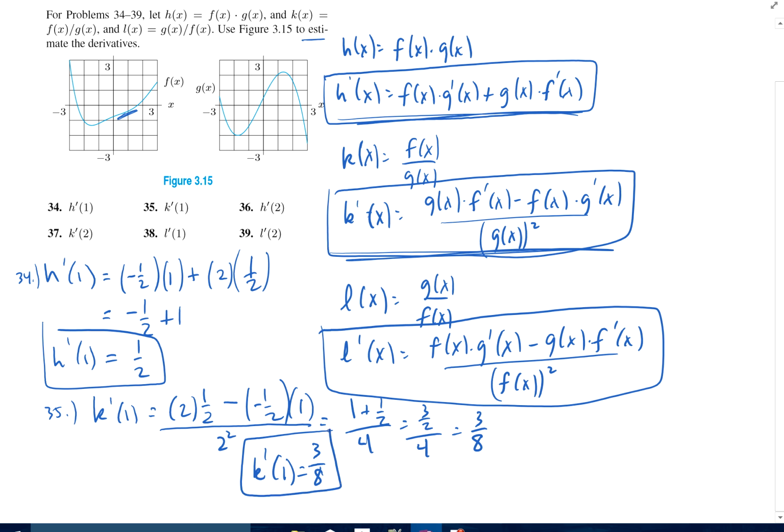The rest of these are all the same, and I will let you check those. If you have any more questions on these, make sure you ask me in class. All right, there you go.